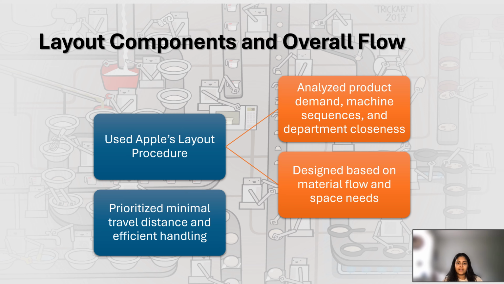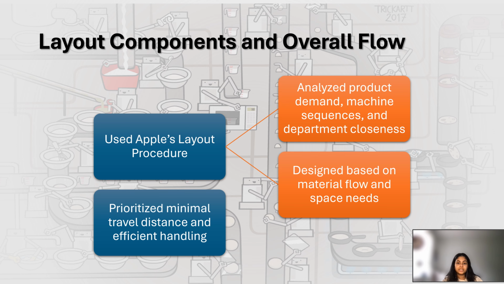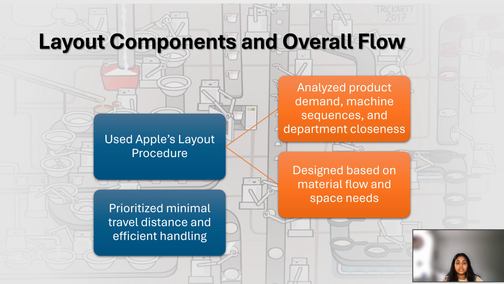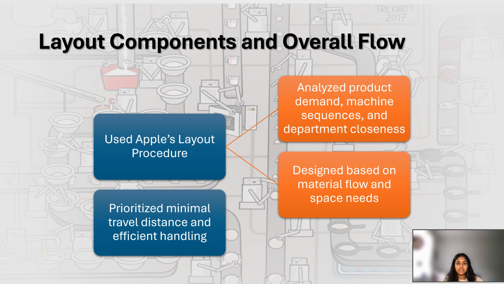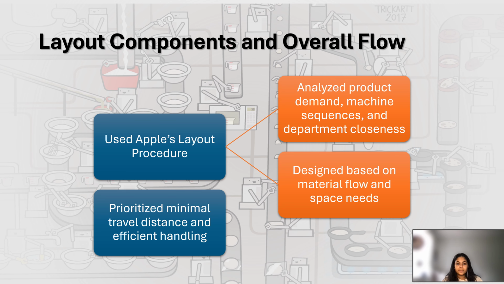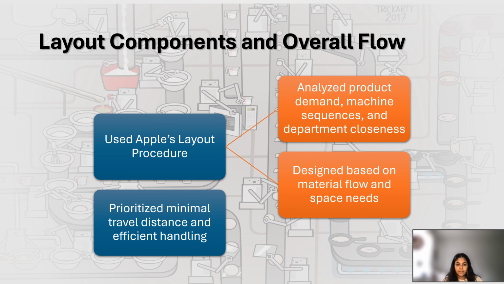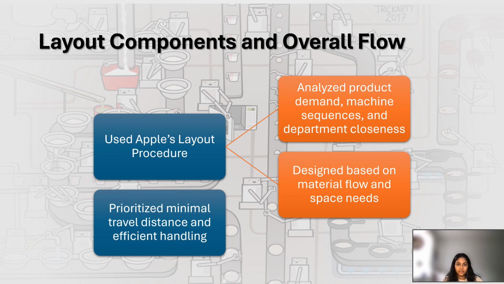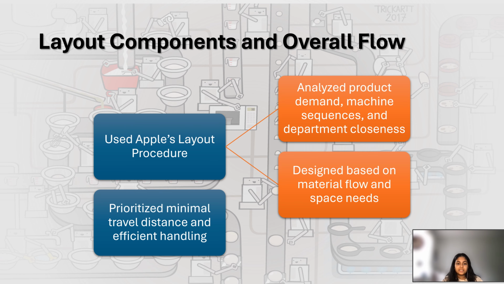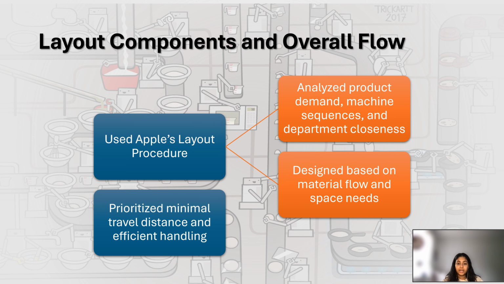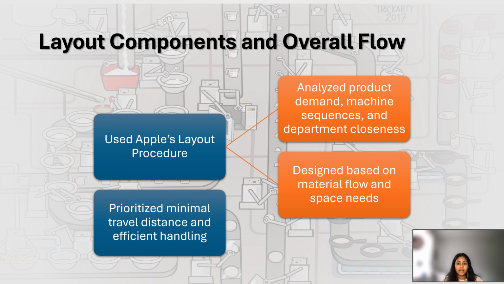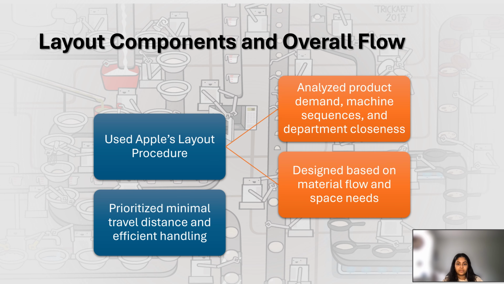To design an effective and logical layout for the facility, we adopted Apple's layout procedure, which is a systematic method that emphasizes efficiency and flow. This approach began with collecting detailed data on product demand, machine sequences, and departmental relationships. By analyzing this information, we were able to understand which areas needed to be positioned close together and how materials should move through the facility.